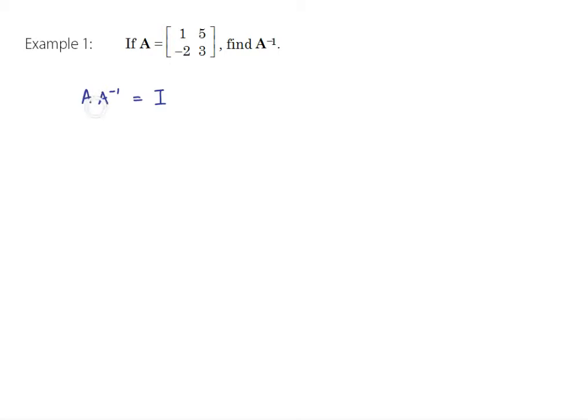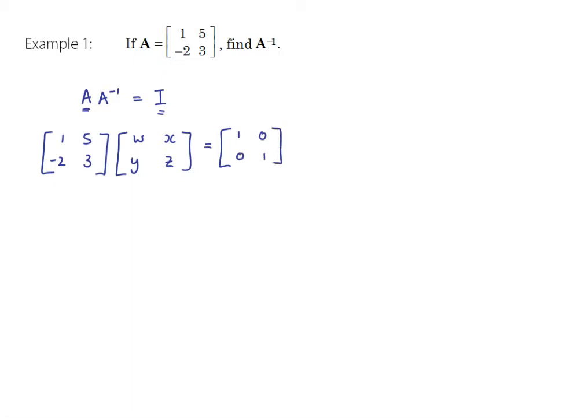What we've got to understand here is we know what A is and we know what I is, so surely we've got enough information to solve for the inverse. Okay, so let's set that up. A is 1, 5, negative 2, 3. The inverse matrix is unknown, so I'm going to call that W, X, Y, Z. And our identity matrix we know is 1, 0, 0, 1. So we're trying to find what this matrix has to be so that when I multiply A by it, it gives me the identity matrix.